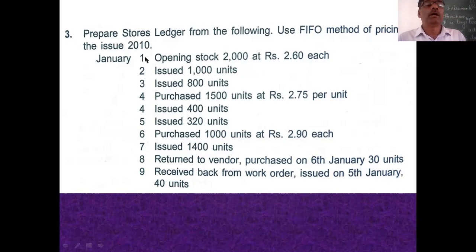Using FIFO method, they asked to prepare store ledger. On 1st January, opening stock is there, 2000 units at the rate of 2.60. Okay, this is opening balance, it comes in the balance column.